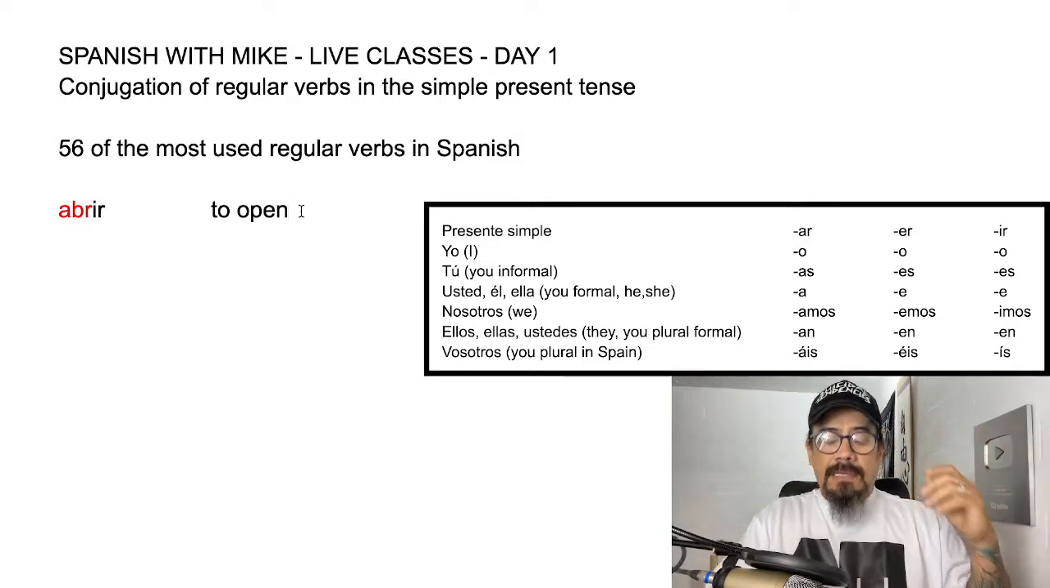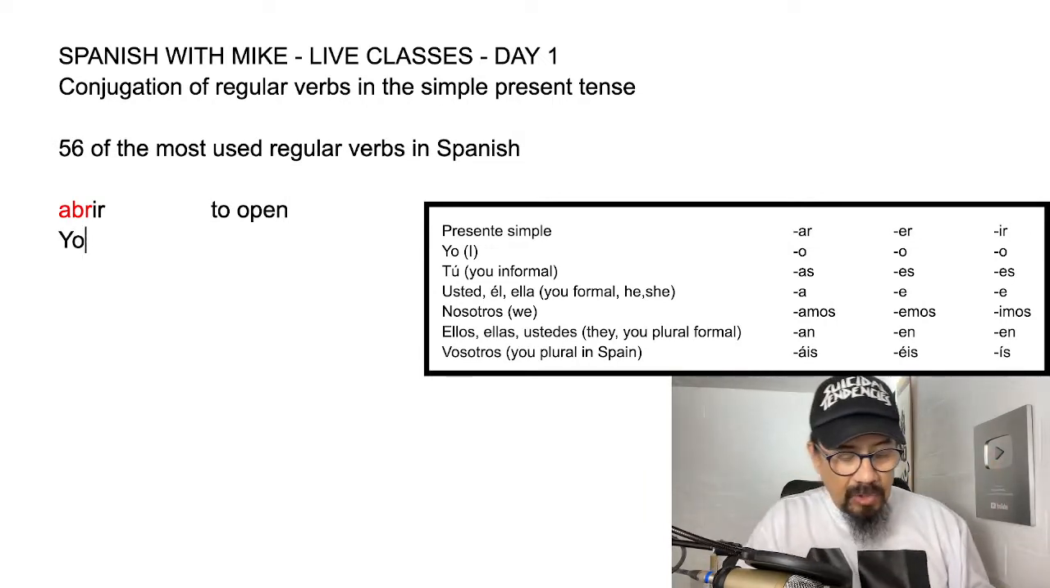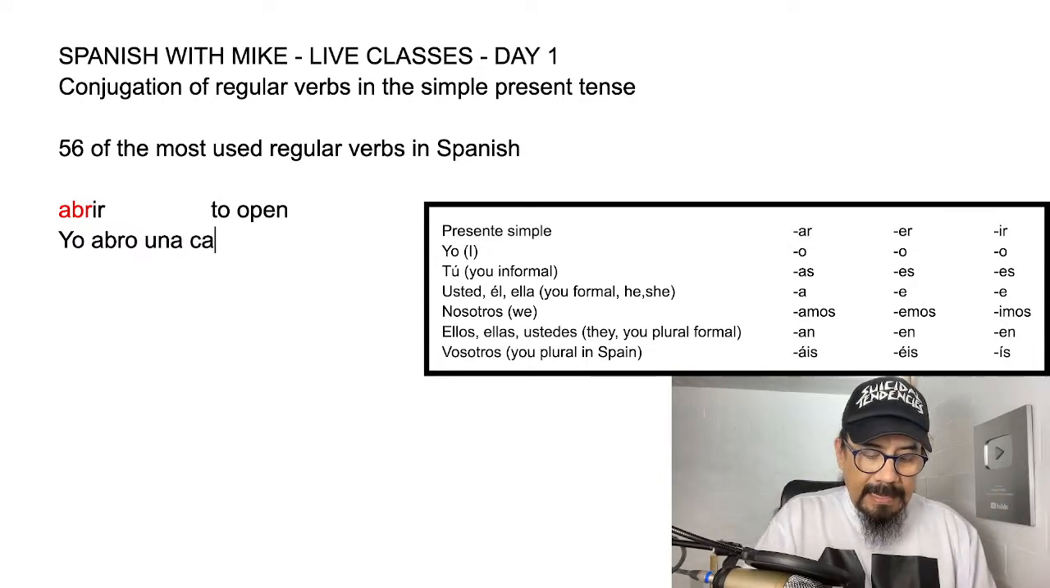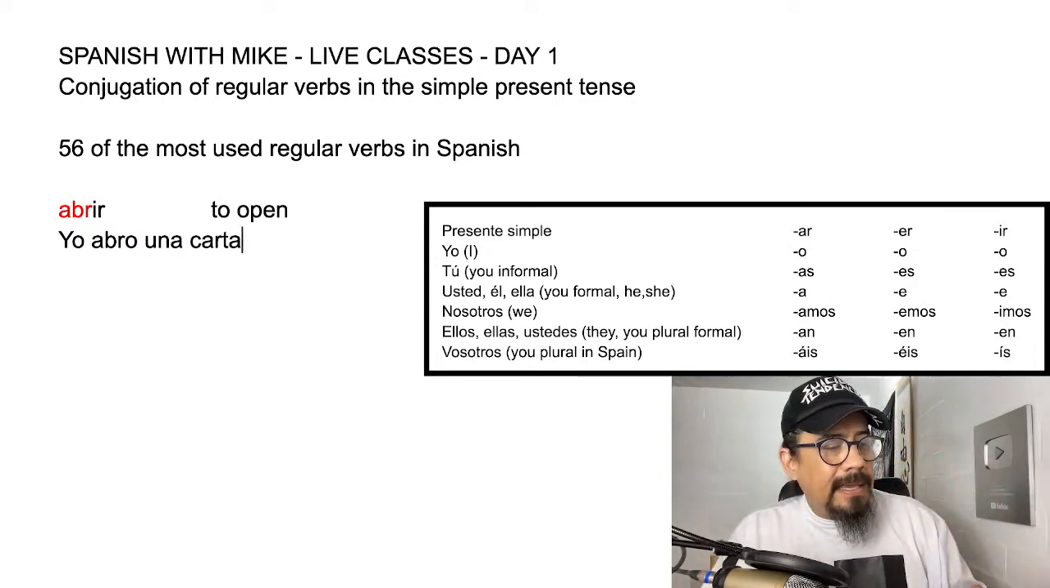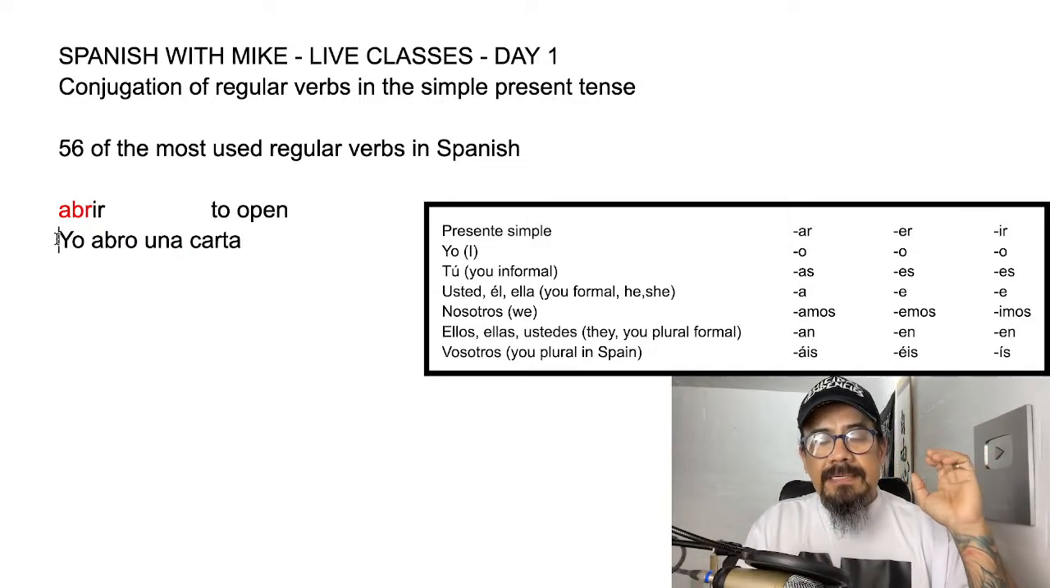So let's start with yo. Yo, which means I, yo abro una carta. We're going to try and start with basic sentences, with very, very basic sentences.